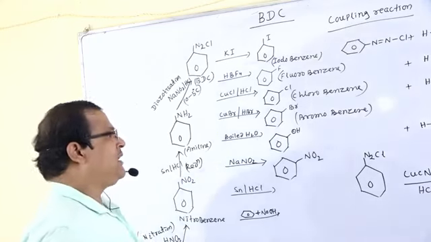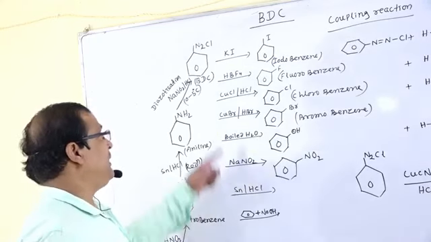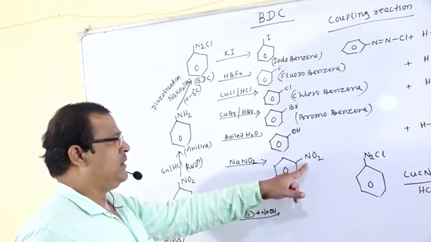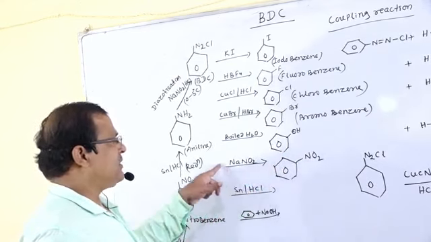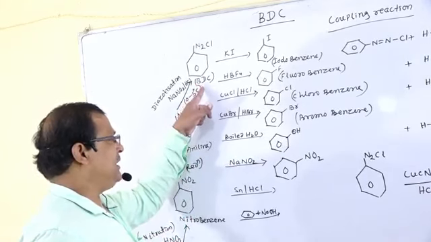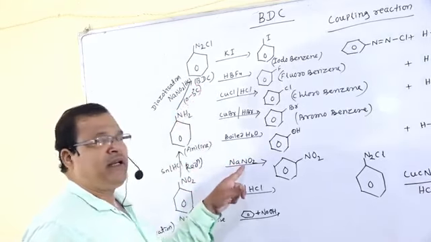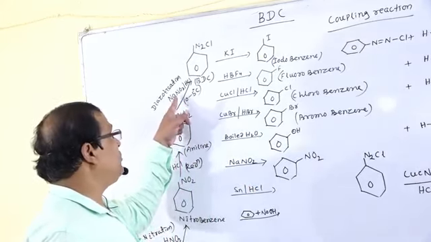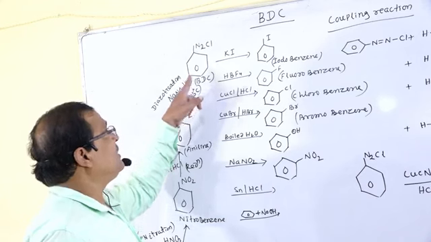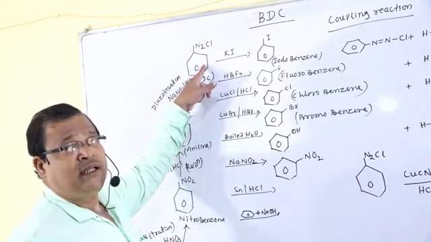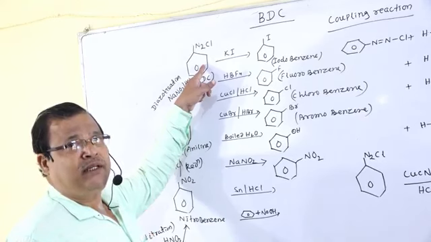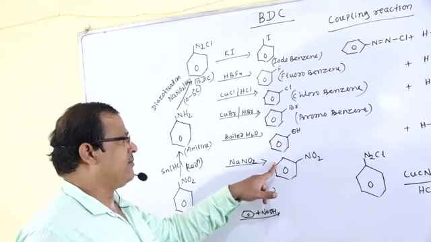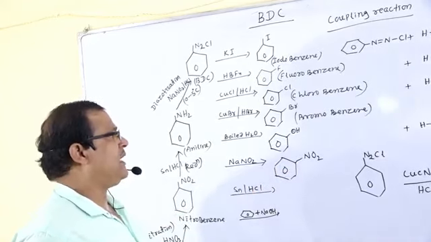There is the formation of nitrobenzene. So BDC that has been treated with NaNO2, there is the formation of nitrobenzene. We have discussed the precaution regarding the formation of BDC: excess use of NaNO2 should be avoided. If we use an excess amount of NaNO2, there is the formation of BDC, and immediately after the formation of BDC, it again reacts with NaNO2 to form nitrobenzene.